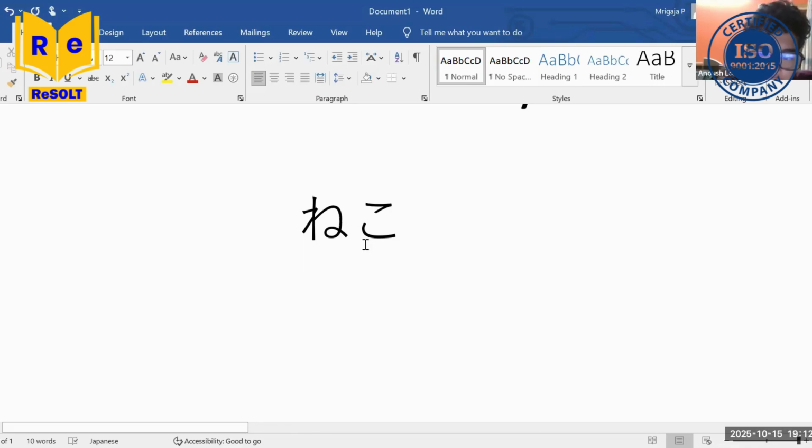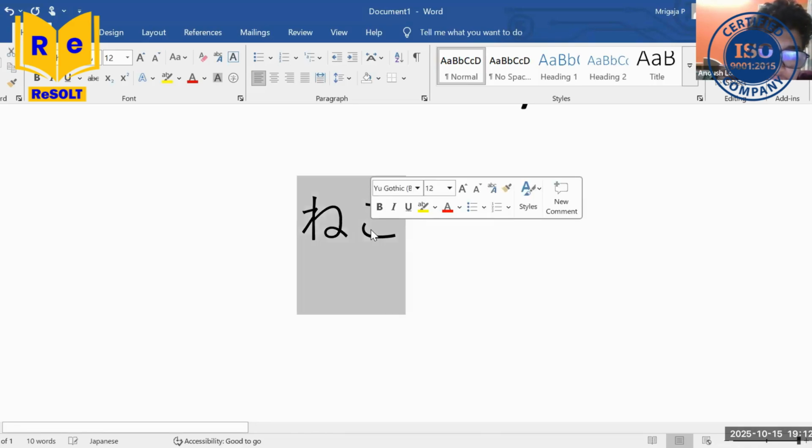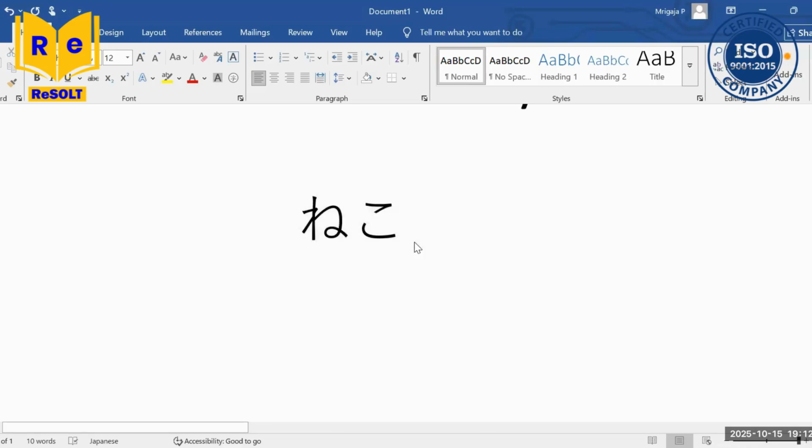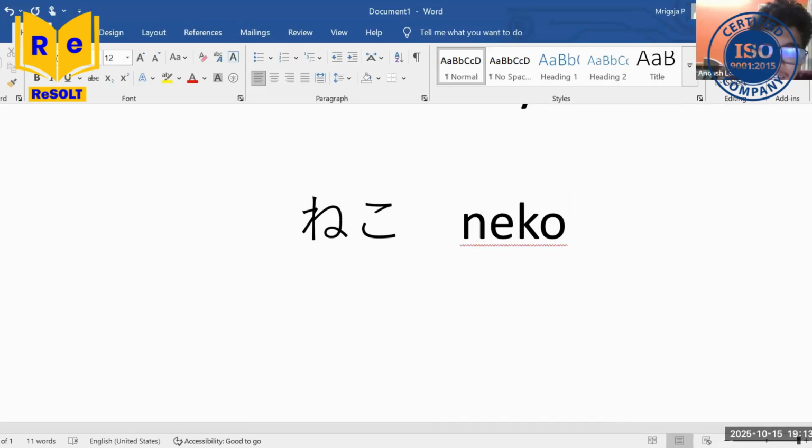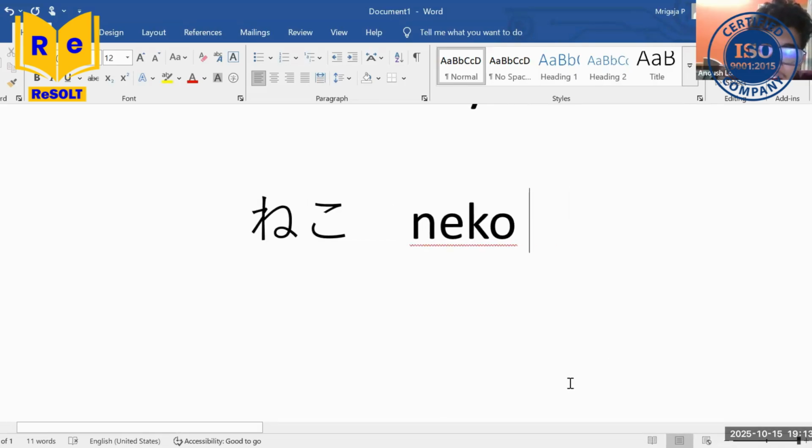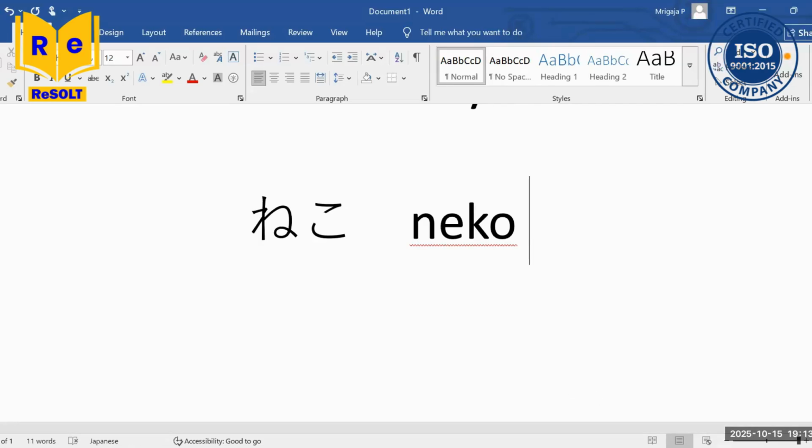What is this second letter? I think it is "ko." Like "neko." "Neko" is? Any idea? I think it is like "her." No, it's "cat." "Neko" means cat. Okay.